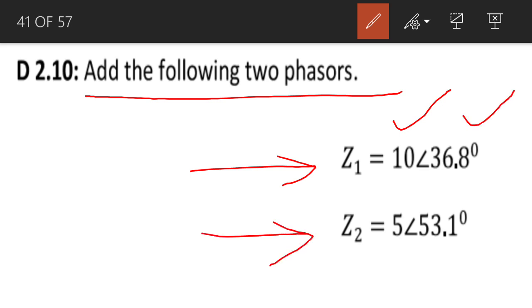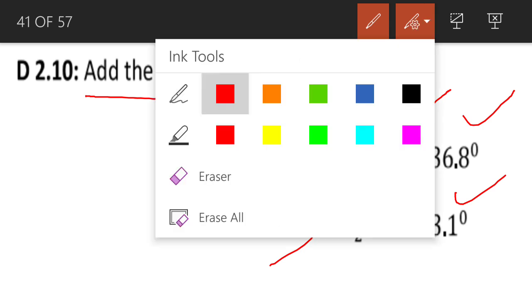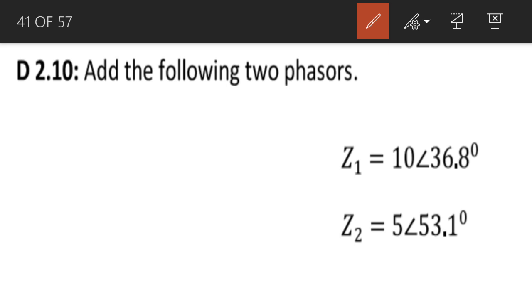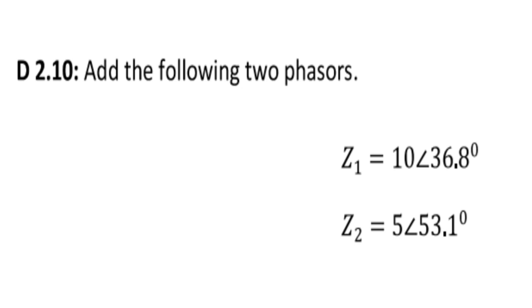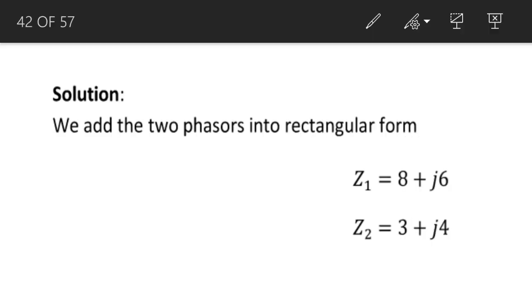Z2 is in polar form as well. The magnitude of this phasor is 5. The angle of this phasor is 53.1. So we know that we cannot add two or more than two phasors in polar form. In order to add these two phasors, we need to convert them into rectangular form for the sake of addition as well as subtraction. As we want to add these two phasors, we want to convert them into rectangular form. So let us convert Z1 into rectangular form and let us convert Z2 into rectangular form.